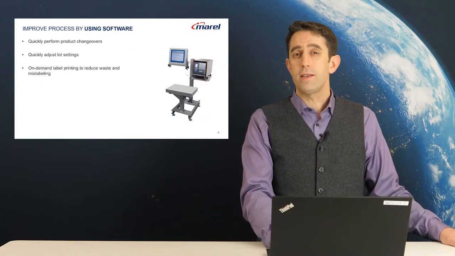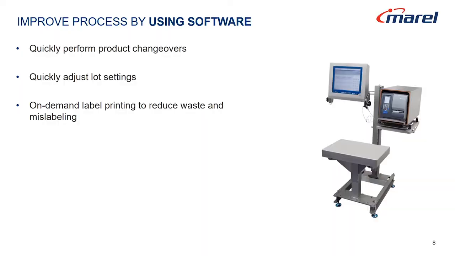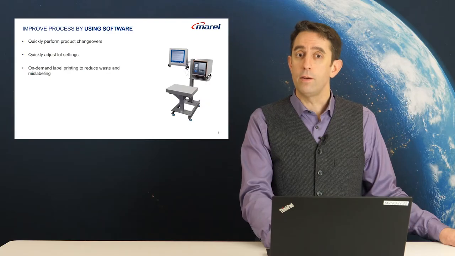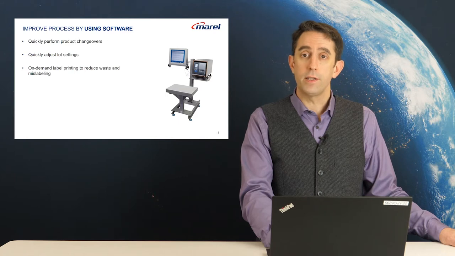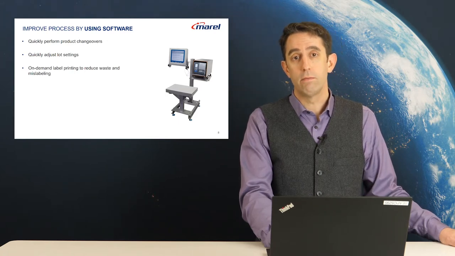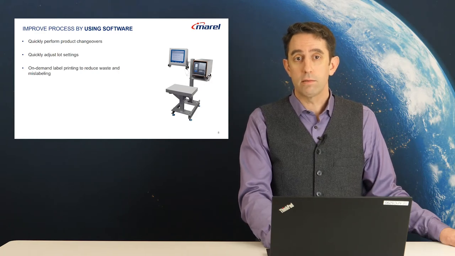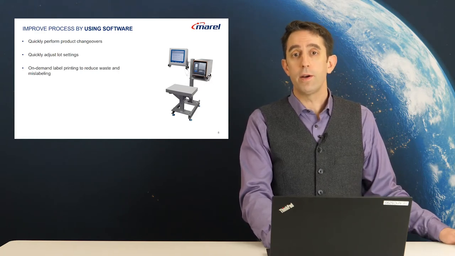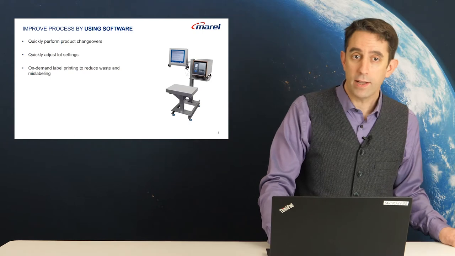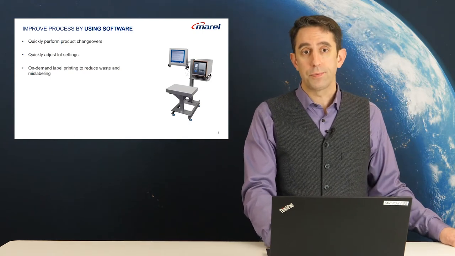What if we made a simple change to the production process by placing the product on a scale and then selecting the SKU and lot number on a touchscreen? Then we could register the product into the system with a push of a button to generate the label and then apply the label to the box. With this scenario, we are very confident that the right label is on the right box.